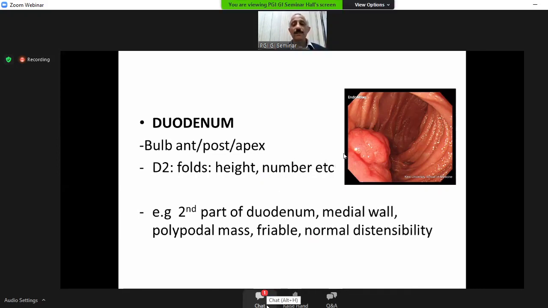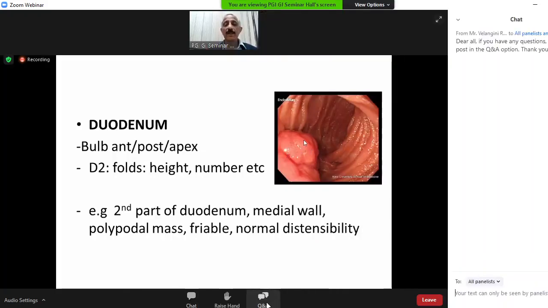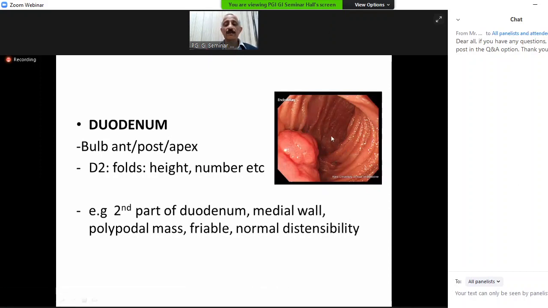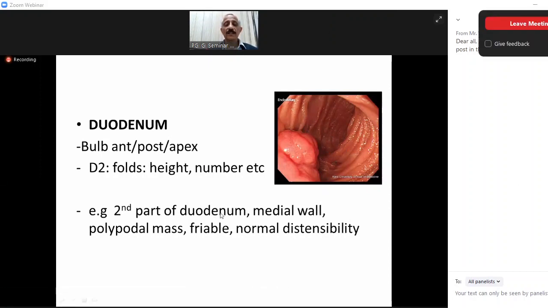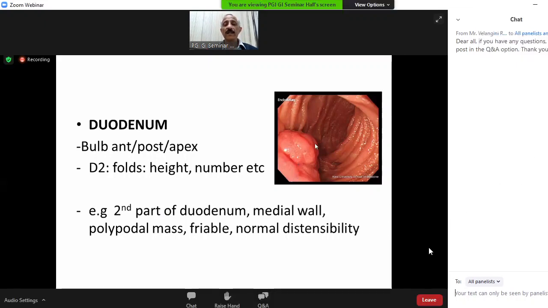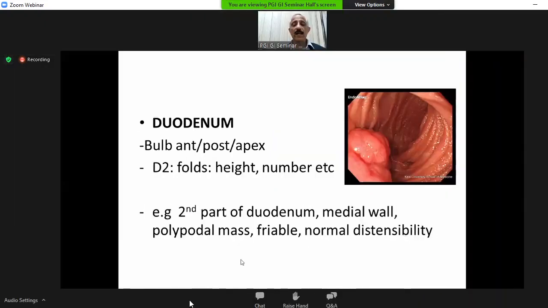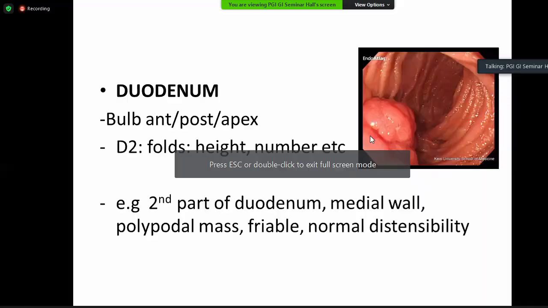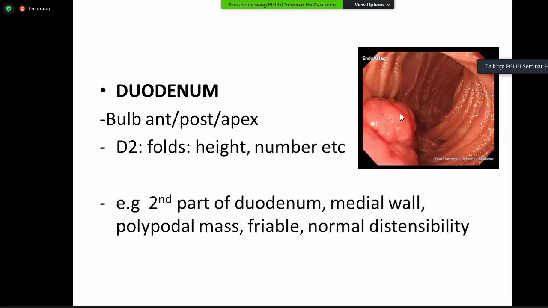Now, in this particular endoscopic picture, this is obviously the second part of the duodenum. So the lesion is in the second part of the duodenum, the medial wall, which you identify by the presence of the papilla below that. Polypoidal mass. Now this mass is a mass lesion which is polypoidal. You estimate the size. In this particular view, you cannot estimate the upper limit, but you look at the lower margin, upper margin, and give the approximate size.